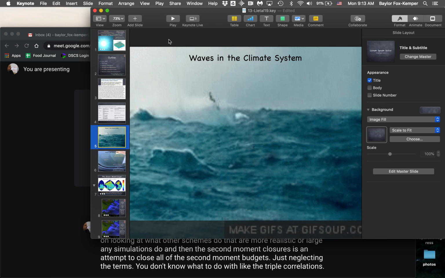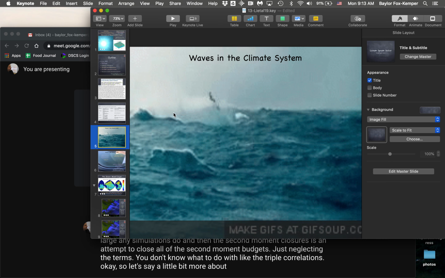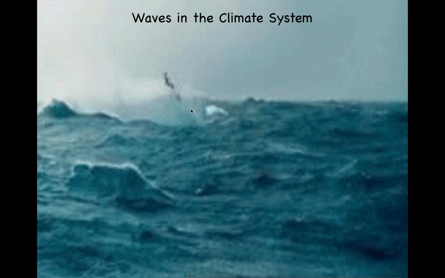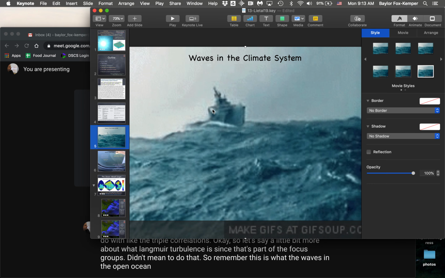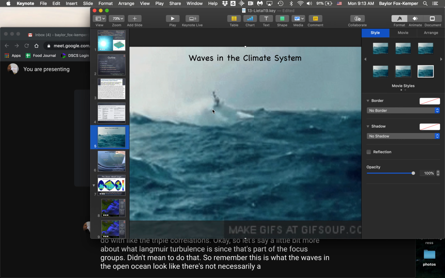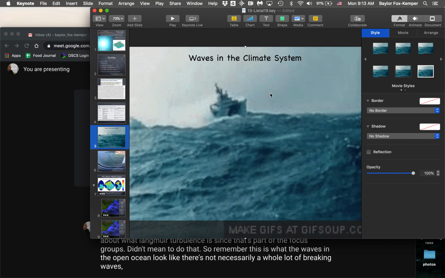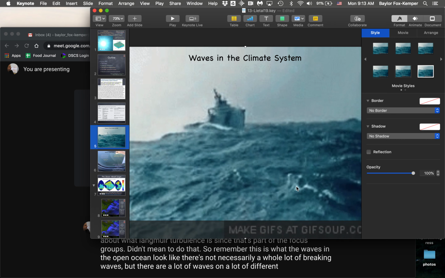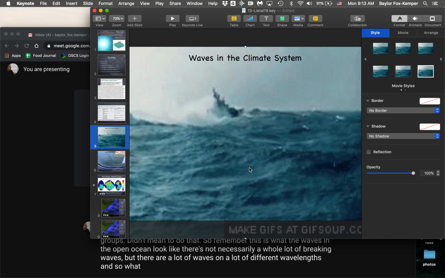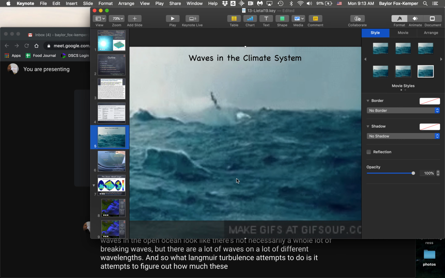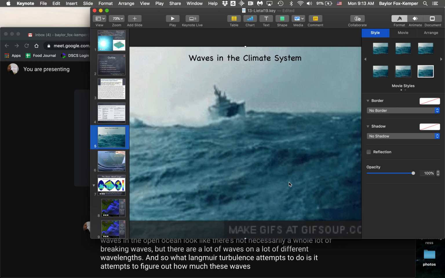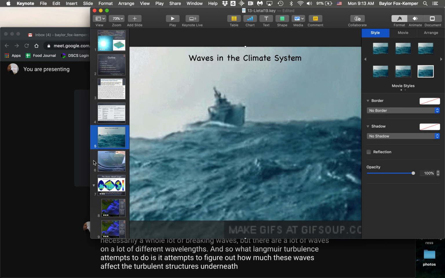Okay, so let's say a little bit more about what Langmuir turbulence is, since that's part of the focus. Remember, this is what the waves in the open ocean look like. There's not necessarily a whole lot of breaking waves, but there are a lot of waves on a lot of different wavelengths. And so what Langmuir turbulence attempts to do is figure out how much these waves affect the turbulent structures underneath them in the boundary layer.